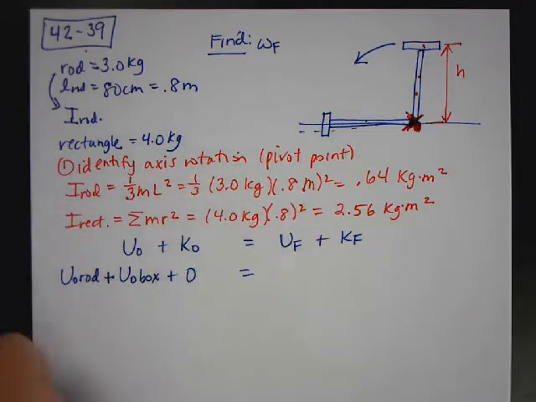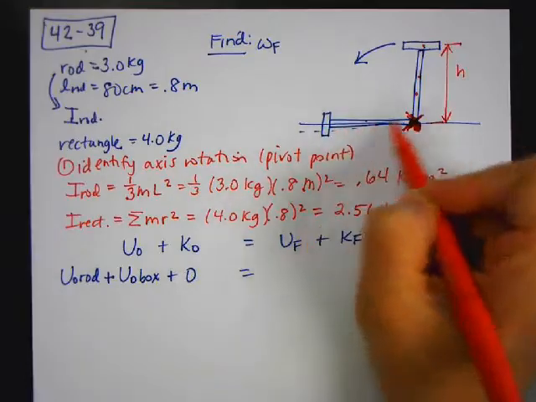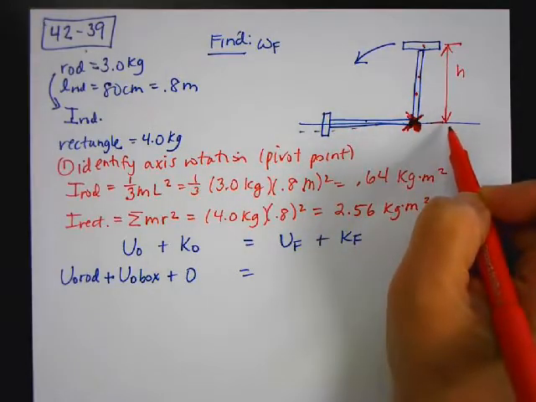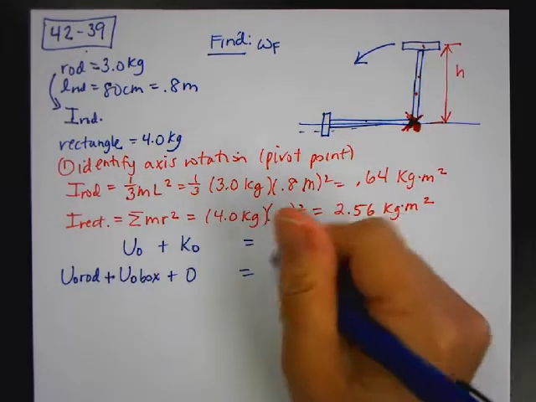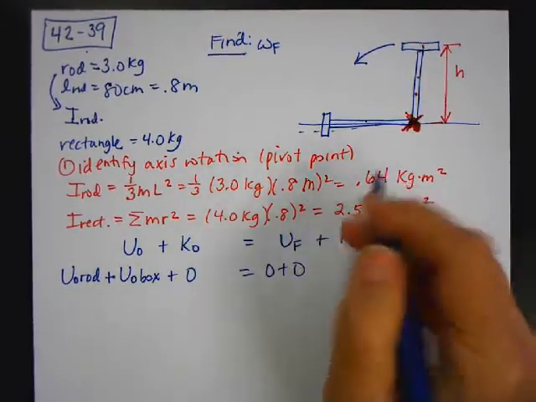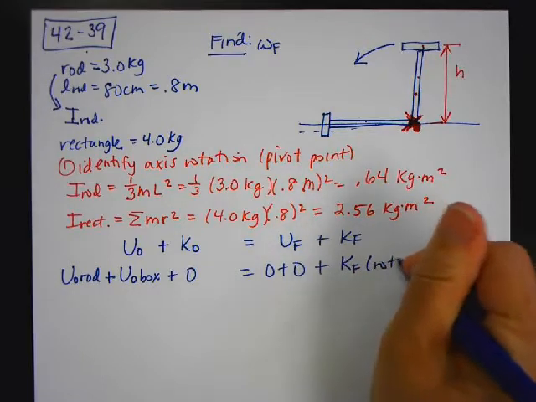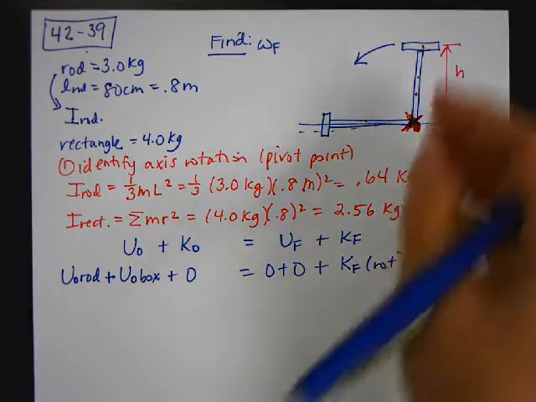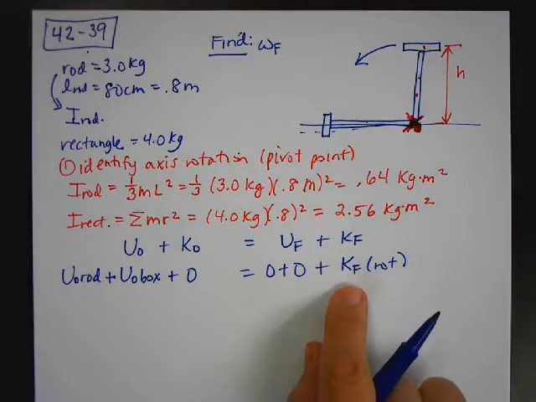Now at the bottom, for conservation of energy, this ground is our frame of reference. So the potential energy is 0. Both of these would be 0 at the bottom. And then at the bottom, my final will be rotational. Now the trick is this is moving as a system. So when I find the rotational kinetic energy, it's of the combined mass. And we'll talk about that in a second.